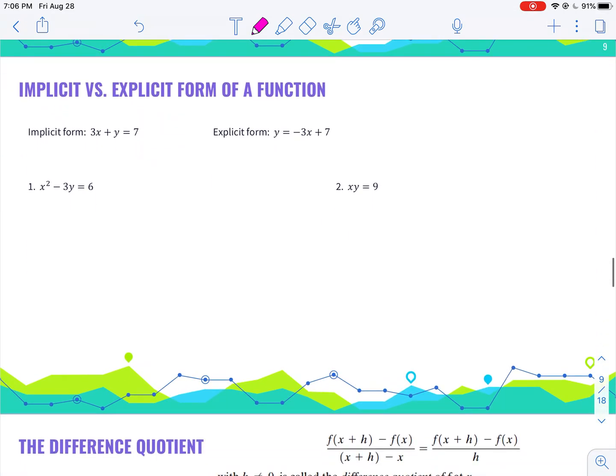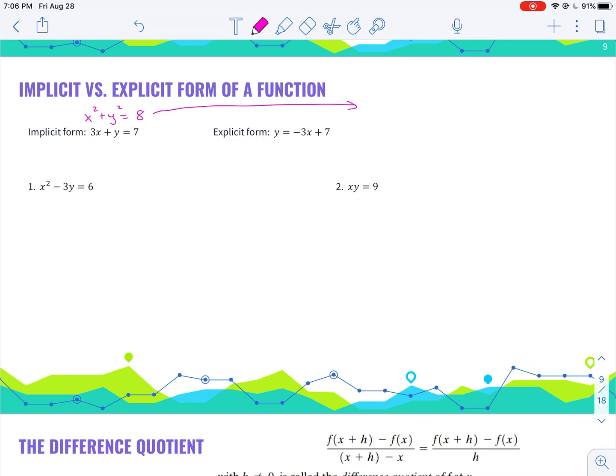Implicit versus explicit form of a function. Implicit can be in any order you want to. So like standard form, x squared plus y squared equals 8. If you have a graphing calculator, your graphing calculator cannot graph an implicit form. It has to be an explicit form for your graphing calculator to graph. Desmos can graph an implicit form though.